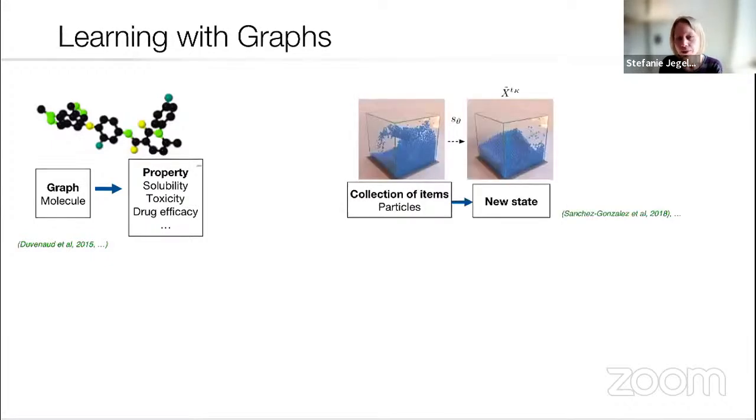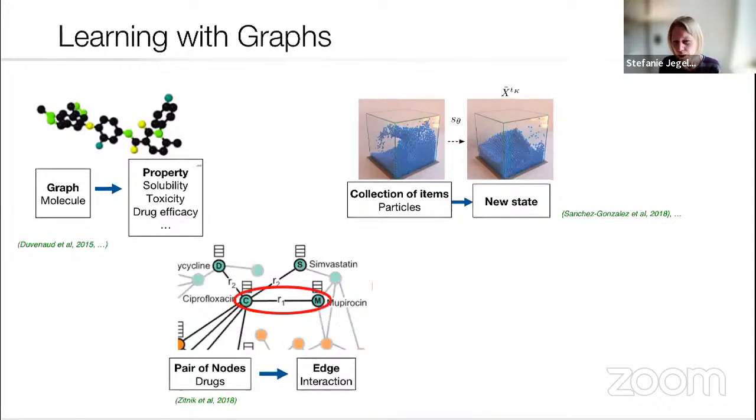Another example is when we don't really have a graph as an input, but we have a configuration of items, like a set of particles in a certain configuration. In this case, we want to predict the next state of that system of particles. So essentially, we want to learn a simulation. We can build a graph from that set of particles by connecting the nearest neighbors and then predict the next state based on that.